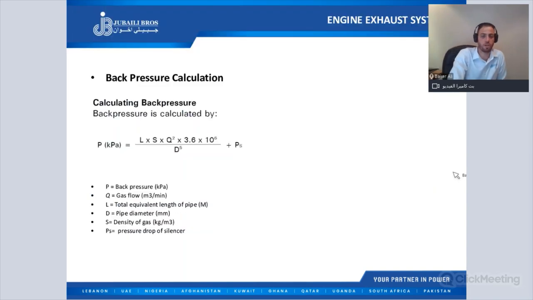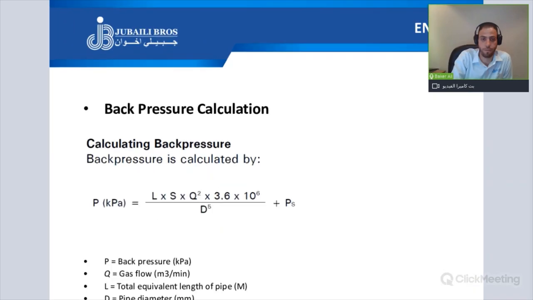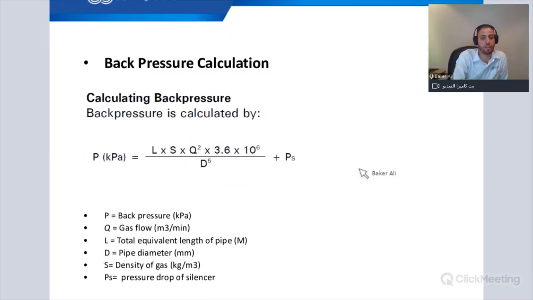How to calculate the back pressure for the exhaust system? This is the formula that we are using to calculate the back pressure. You will get the back pressure in kilopascal. So the formula says P equals L times S times Q squared times 3.6 times 10 power 6, divided by D power 5, plus PS.